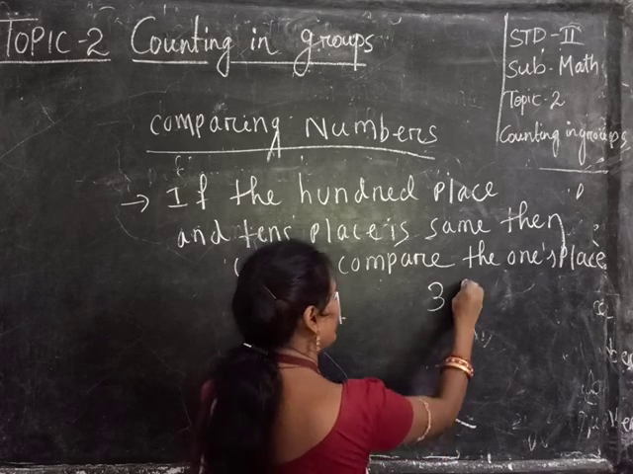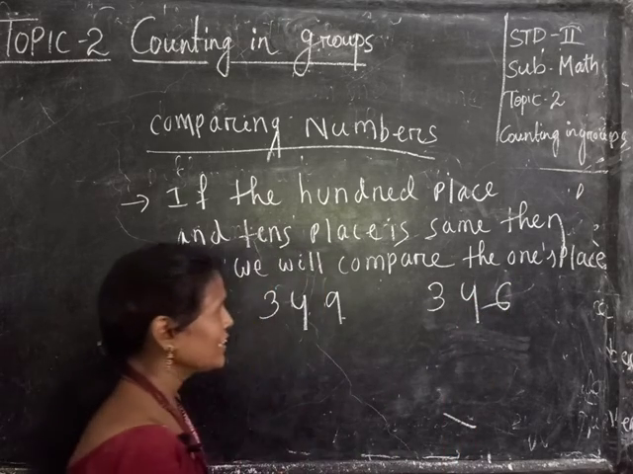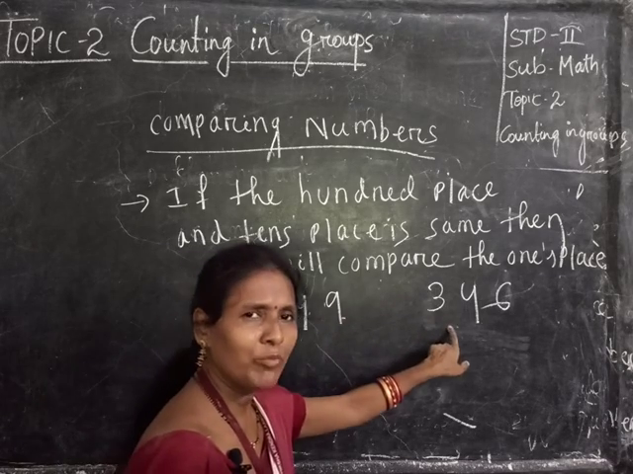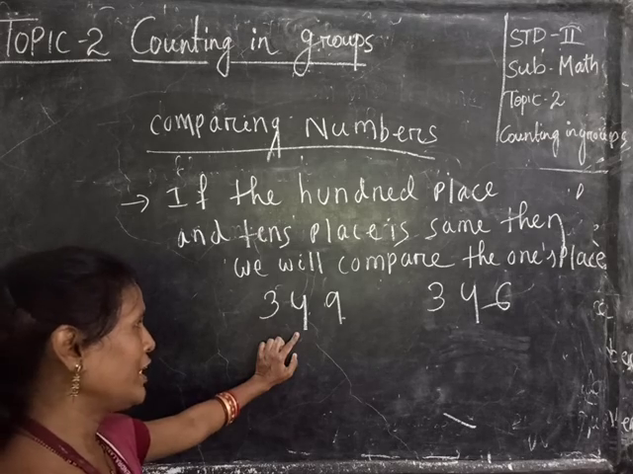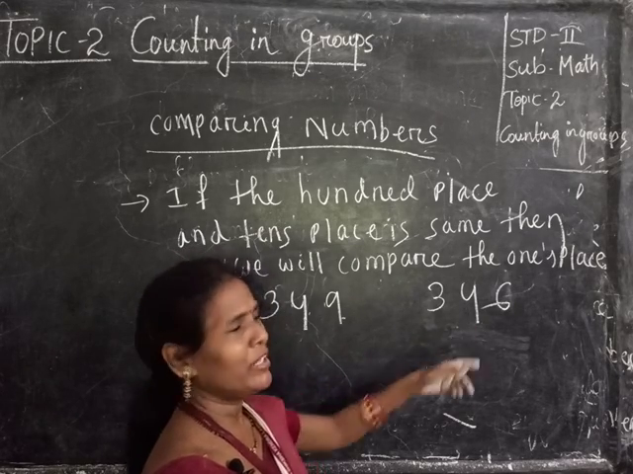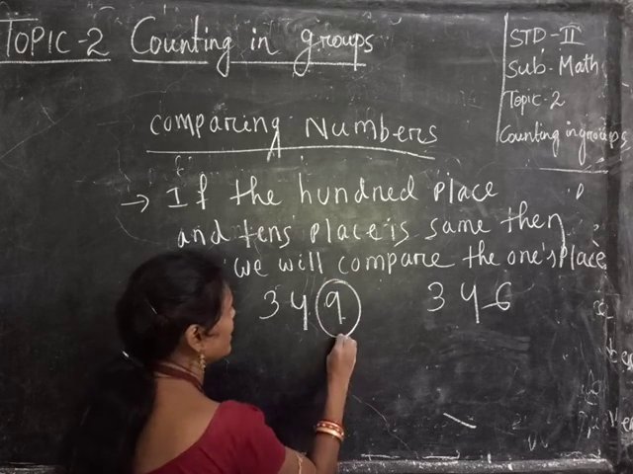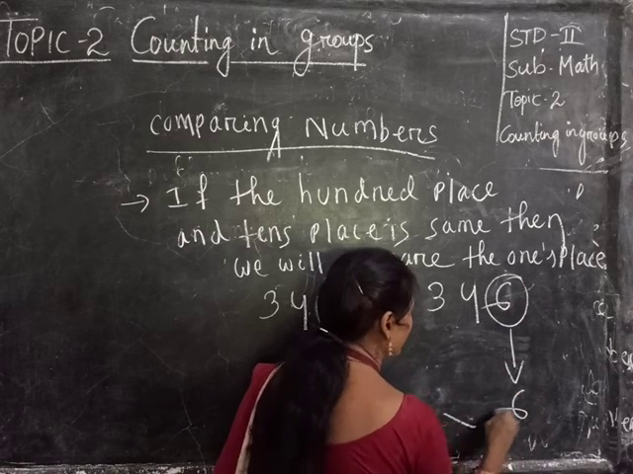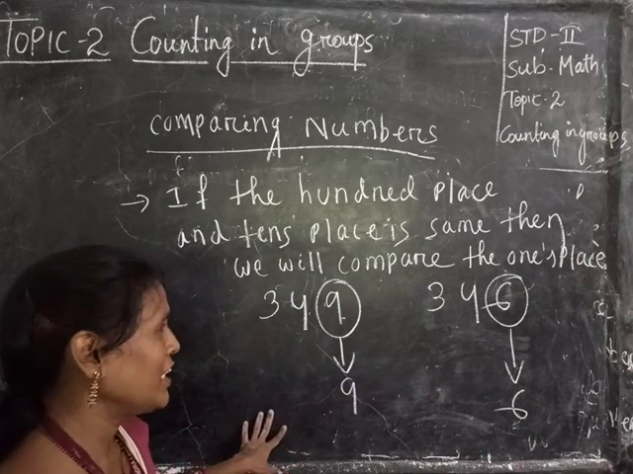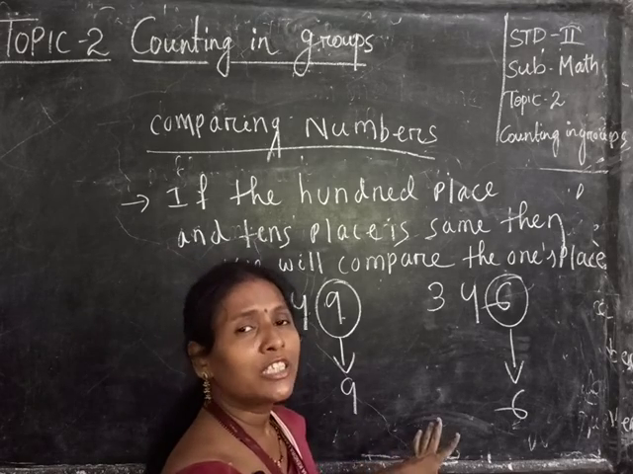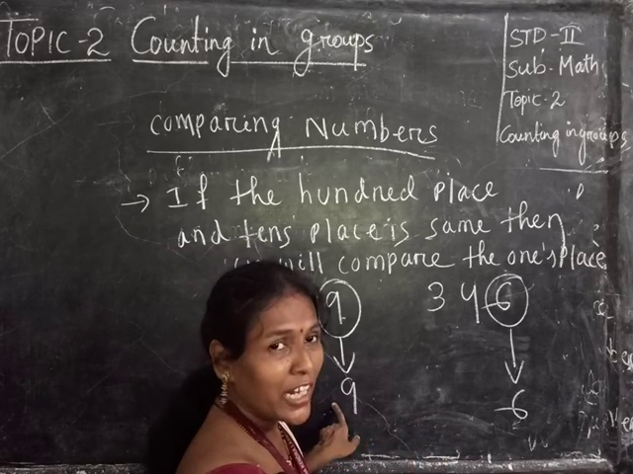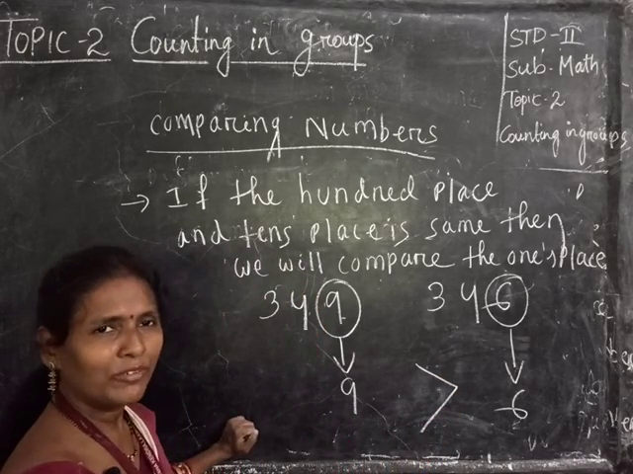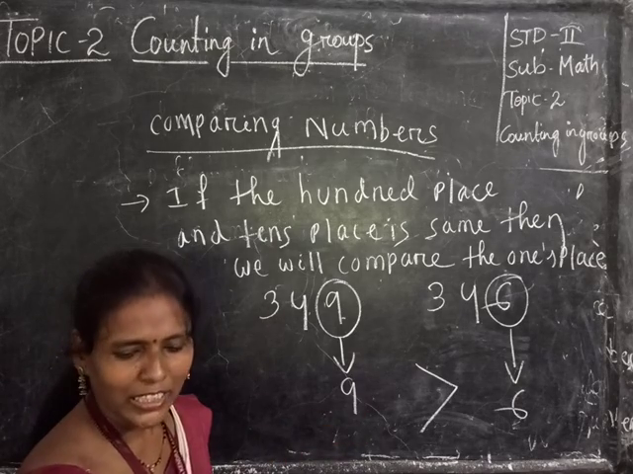349, then here I'll write 346. You see 100 place, here also 100 place 3 is given, here also 100 place 3 is given. In here tens place 4 is given, here also in tens place 4 is given. Now tell me students, this is what written? 9. Now this in ones place what is written? 6. So tell me students, which one is greater? 9 is greater or 6 is greater? You know, bigger side, bigger number. Bigger side means like this will do, right?